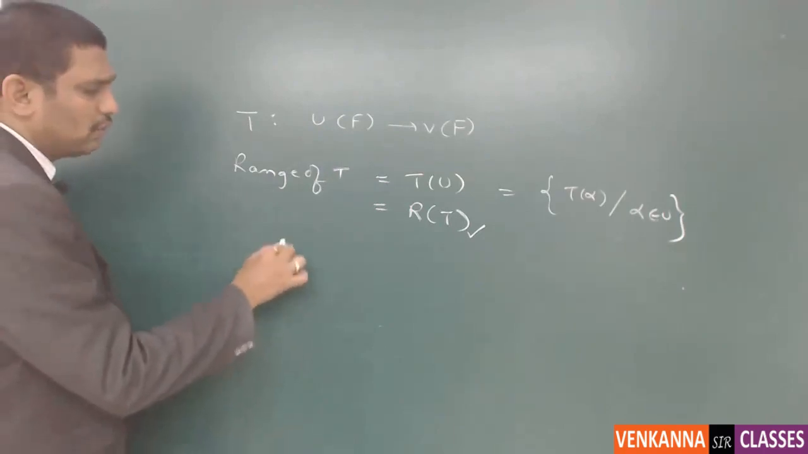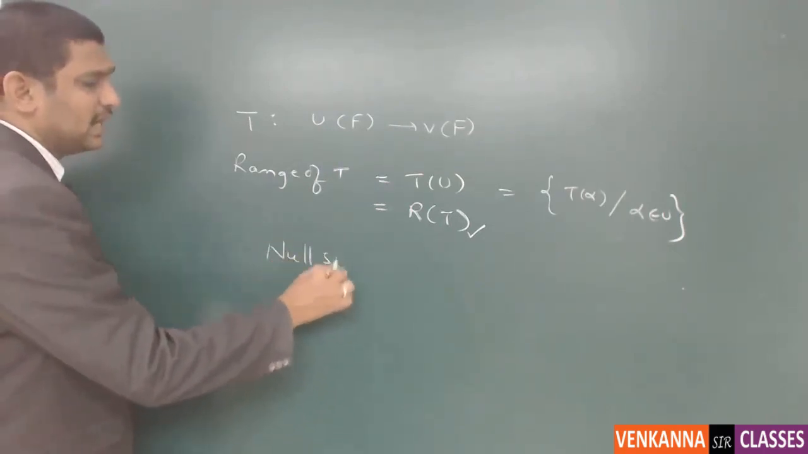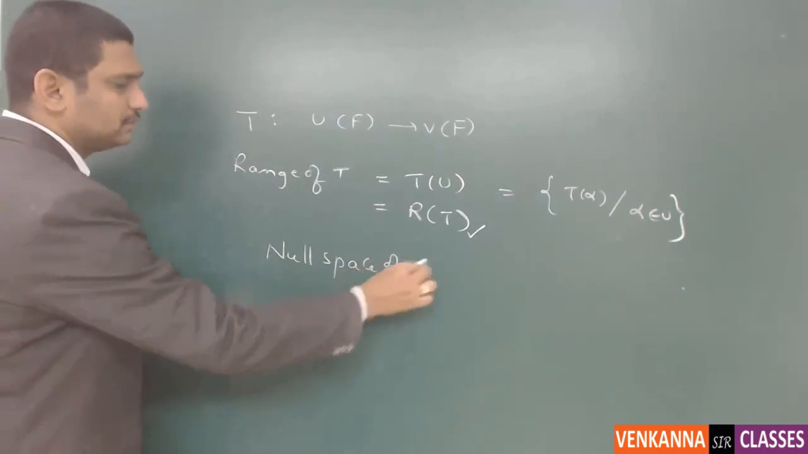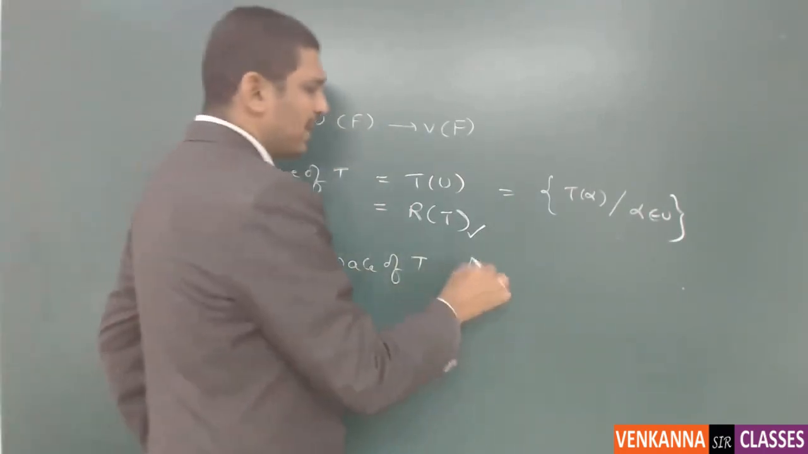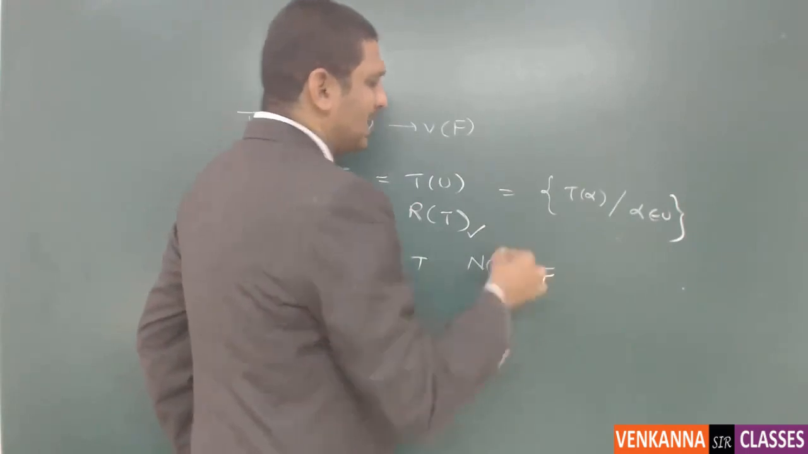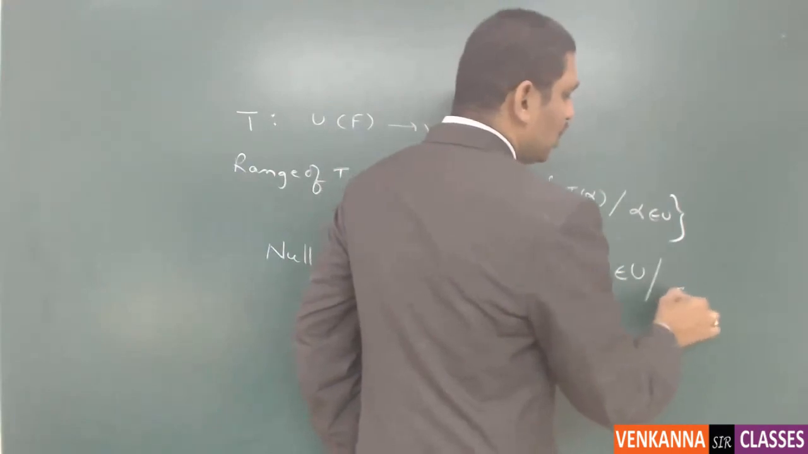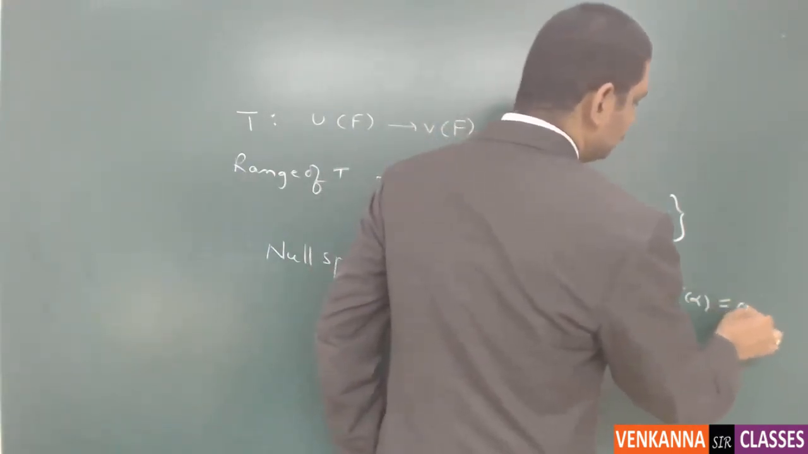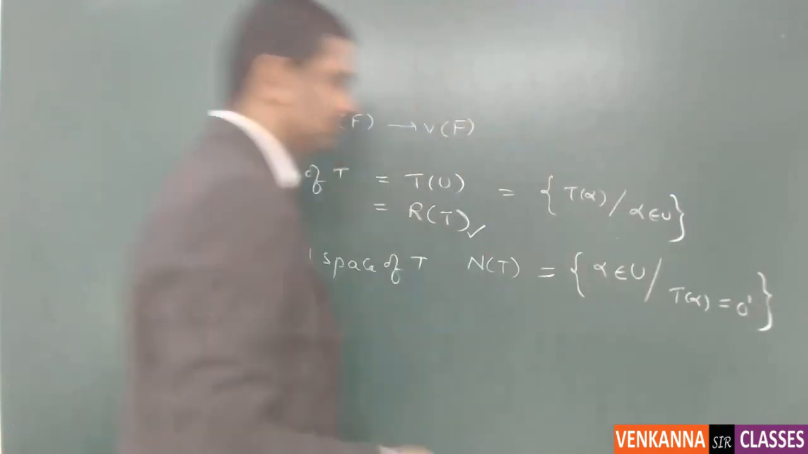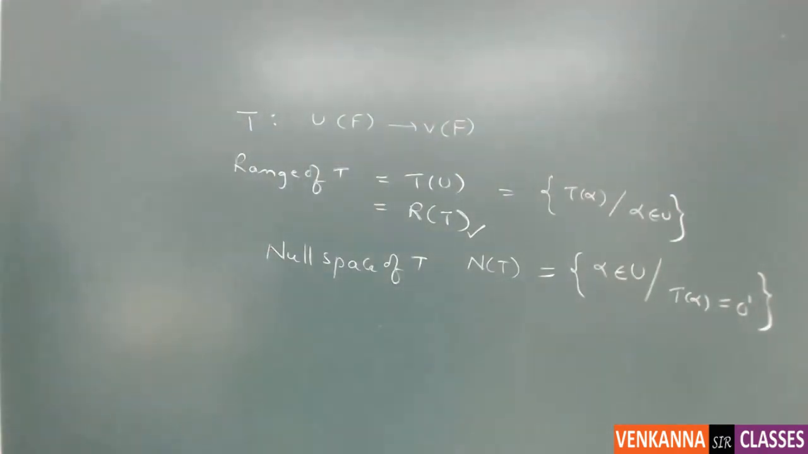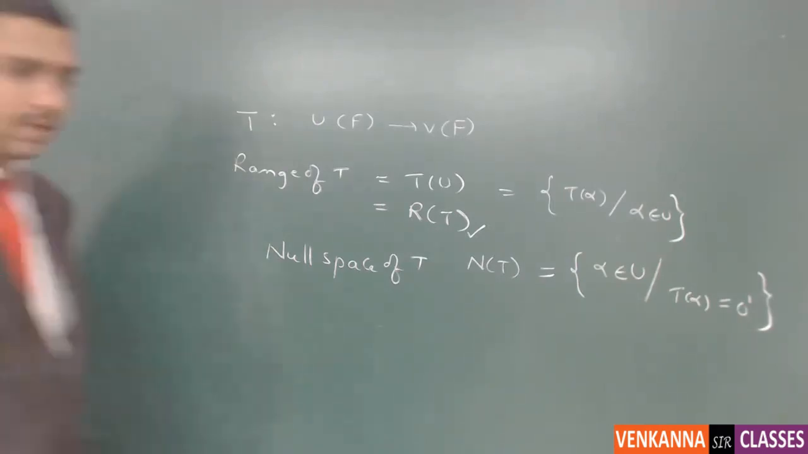And we go for one more definition, that is the null space of T, denoted by N of T, and it is defined as the set of all elements in the domain whose image is 0. So these are two important definitions which are useful while solving other problems. Clear? So please take a note of them. After noting, please inform.